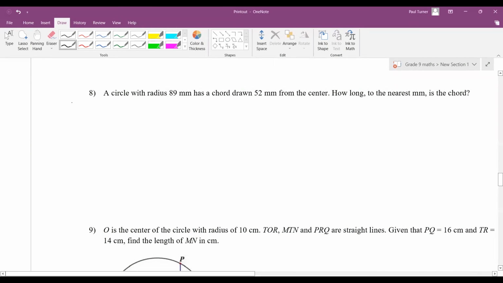Okay, for question A then, we have a circle with radius 89 millimeters and has a chord drawn 52 from the center. So the key here is the chord is 52 millimeters from the center of the circle. I want to know how long is the chord to the nearest millimeter.